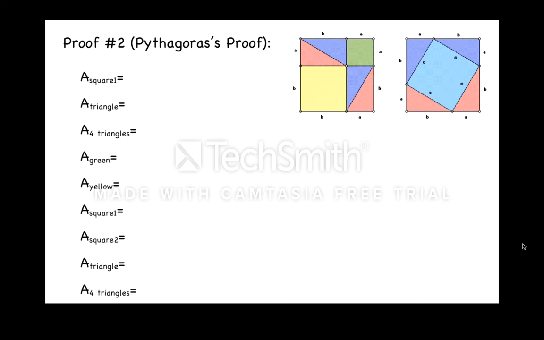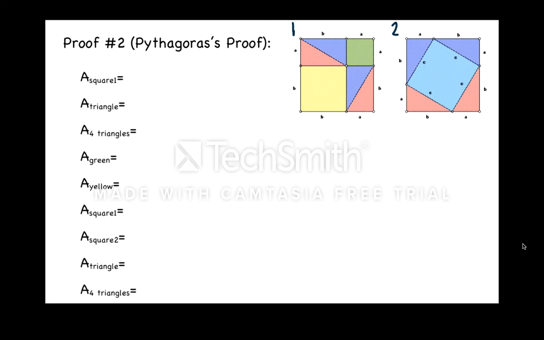Moving on to the next proof. This one looks a little bit more difficult because there's more we have to find, and there's two whole squares that we're looking at, but this is something that I know you can still do. And this is the proof that Pythagoras himself used to prove his own theorem. So to start off, let's label this first square number 1 and the second square number 2.